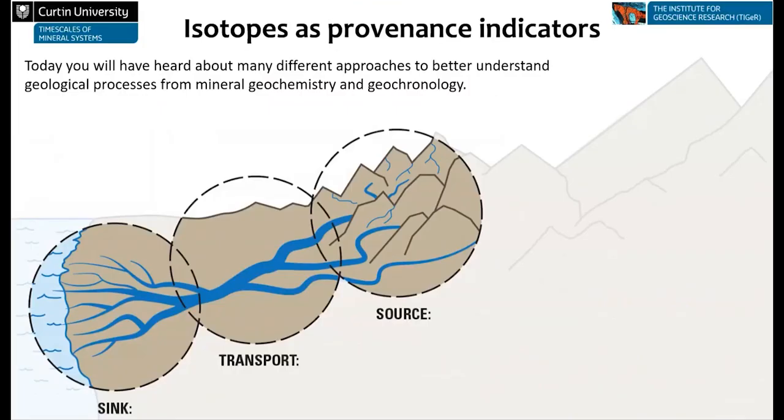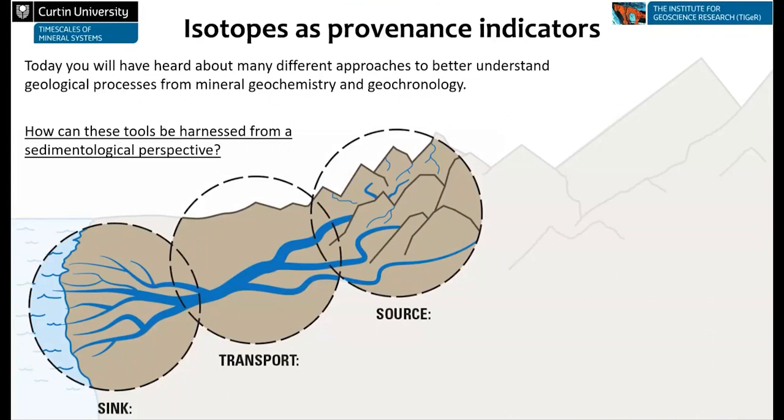Thanks very much, everybody. Luckily, a lot of people have already given you a good overview of isotope systems. So a lowly sedimentologist isn't going to have to get involved with trying to explain or understand what's going on there. I'm just going to take those tools and give you an overview of some of the ways we can apply some of the systems to sedimentological problems. So how can we harness these tools we've learned about from a sedimentological perspective?